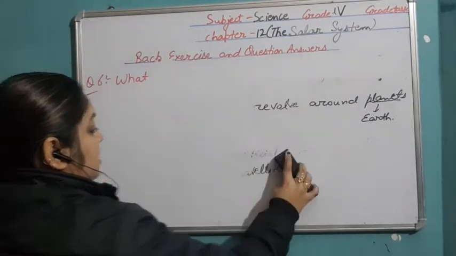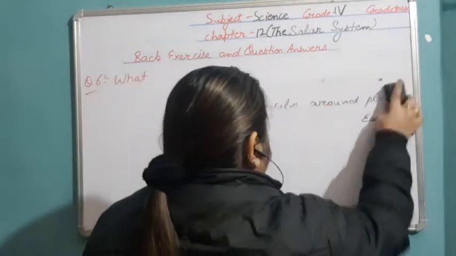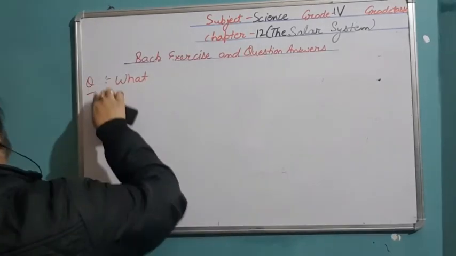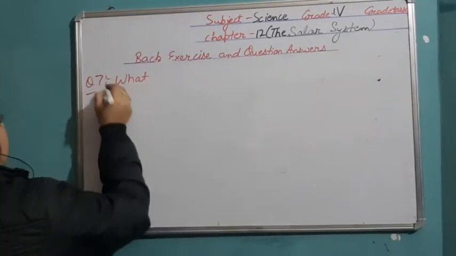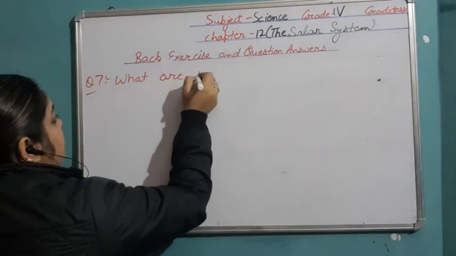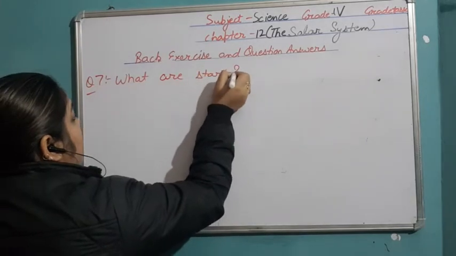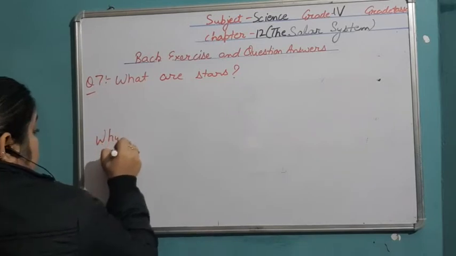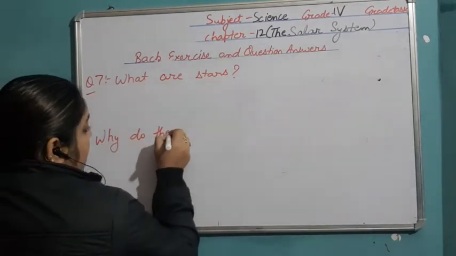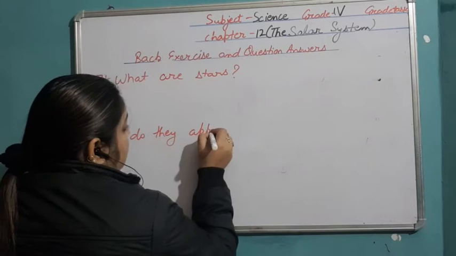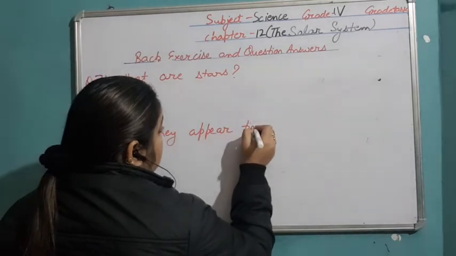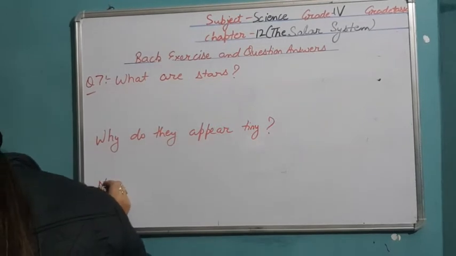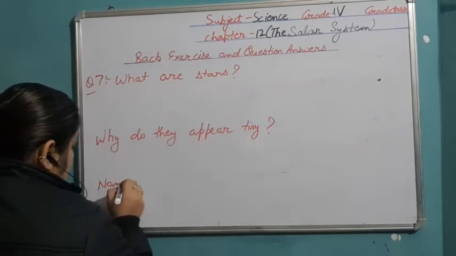Last question is, question number 7. It has 3 parts. First of all, they have asked what are stars. Second, why do they appear tiny? And third is, name the star closest to the earth.